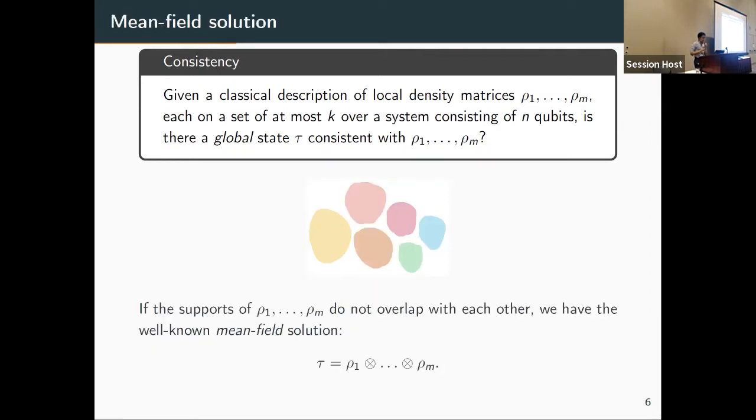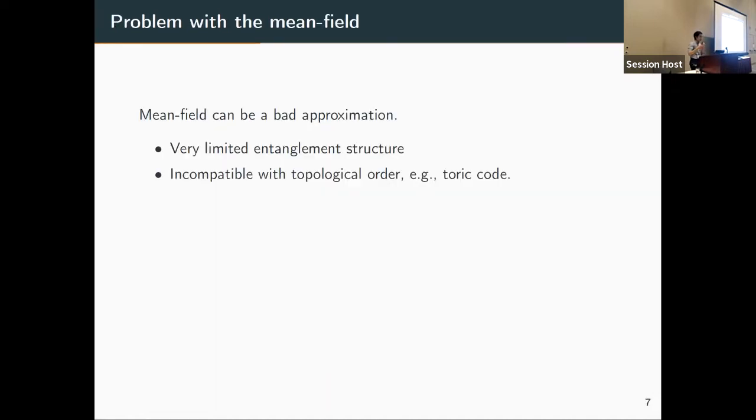But I should note that there is one well-known solution to this problem for the case where the marginal density matrices have supports which do not overlap with each other. Then clearly, you can simply write down the global density matrix, which is a tensor product of the given marginal density matrices, and this is known as the mean-field solution. The nice thing about this is that the solution is trivial. You can check that it's correct. But the downside is that, of course, this is a bad approximation in many cases. Because you are in a product state, you have fundamentally zero entanglement beyond a certain length scale. So it has a very limited entanglement structure, and it is fundamentally incompatible with certain physical systems which we expect to exist in nature, such as the toric code or the phases of the toric code.